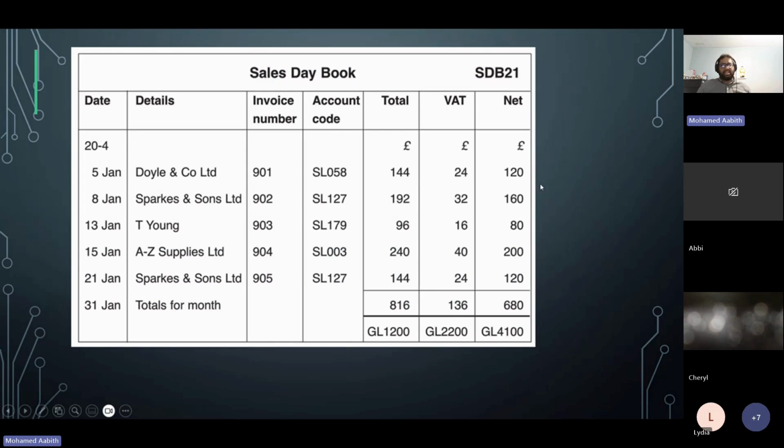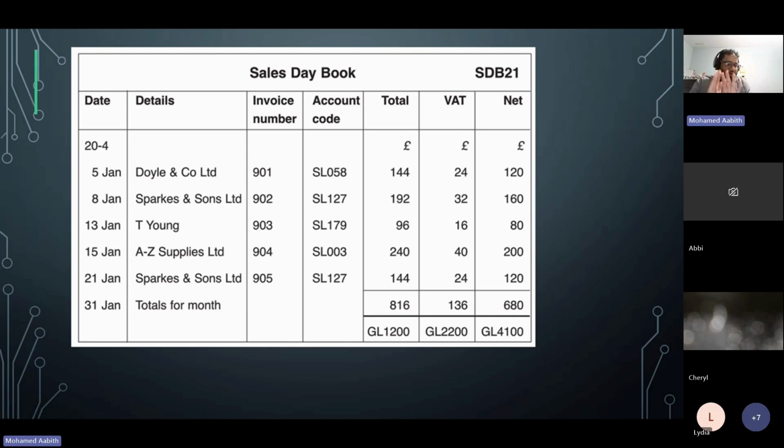So this is the sales daybook now. If you look at that here, there are a few transactions. So the daybook has used the date, the detail of them, and then an invoice number, a customer code, and then the amount. Can you see that here? The total, VAT, and net. What you notice here though, the total is the value of the whole sale.